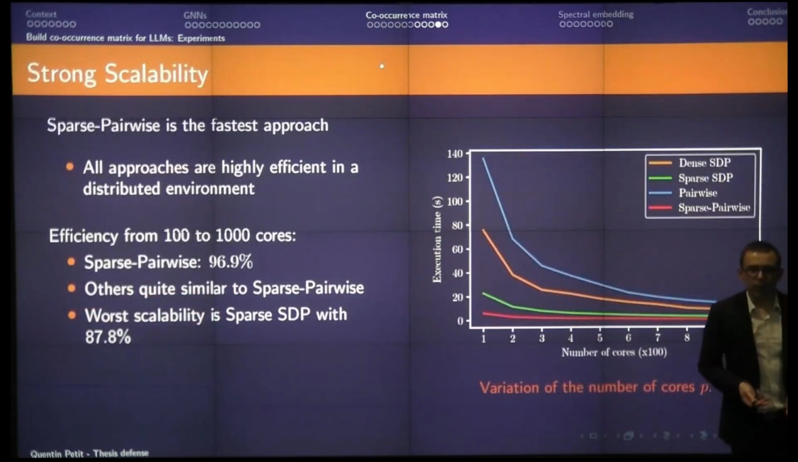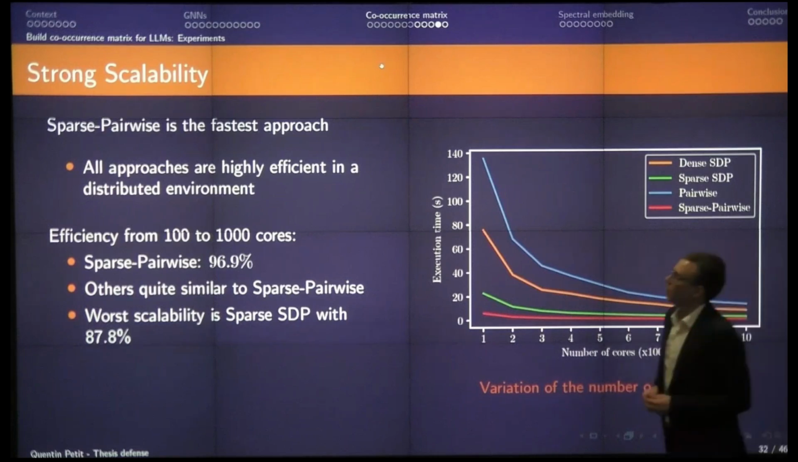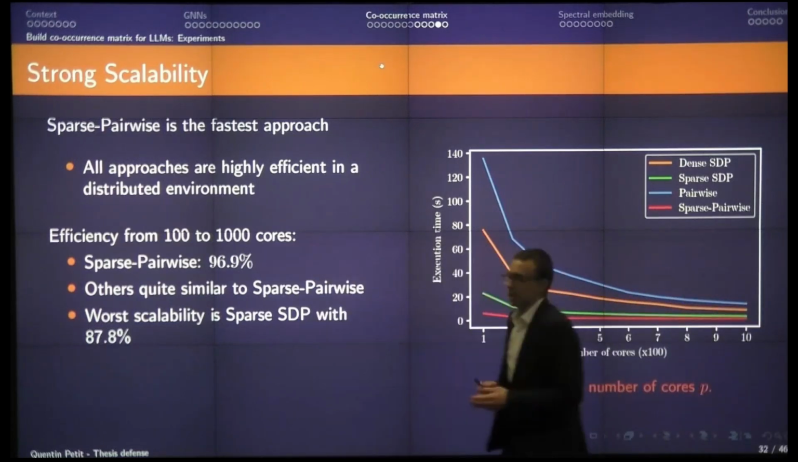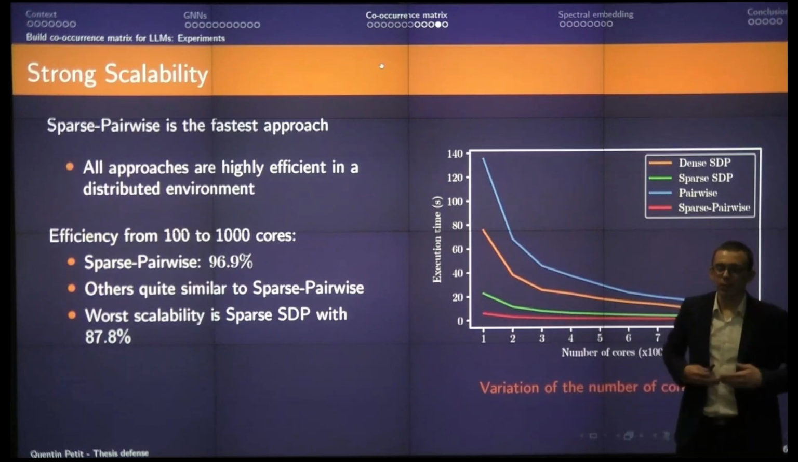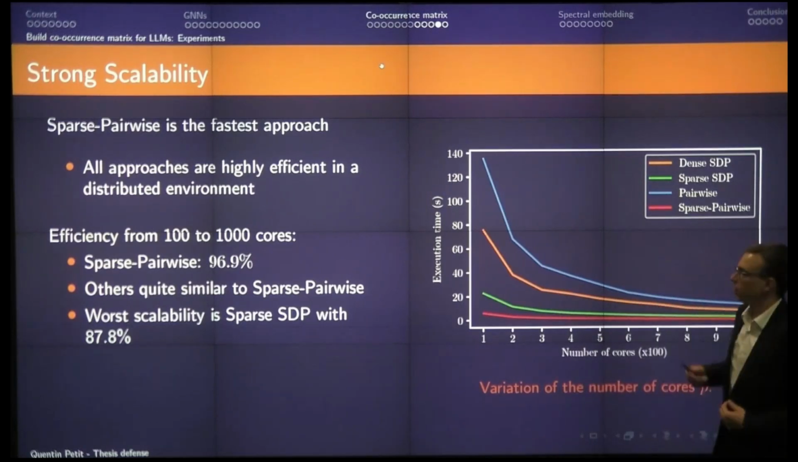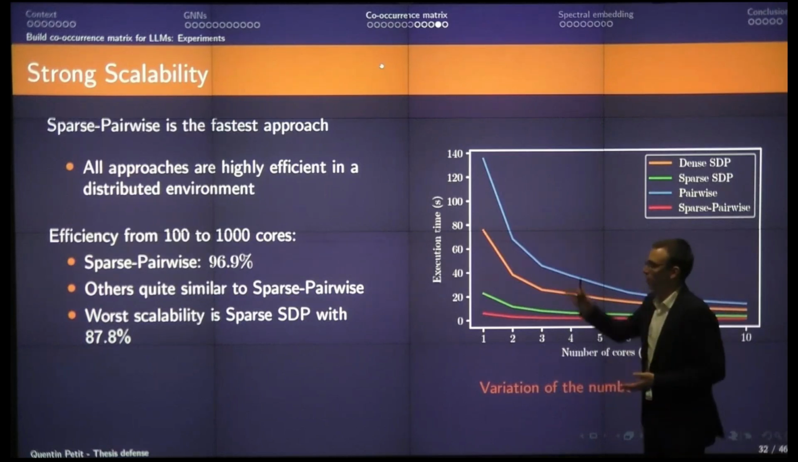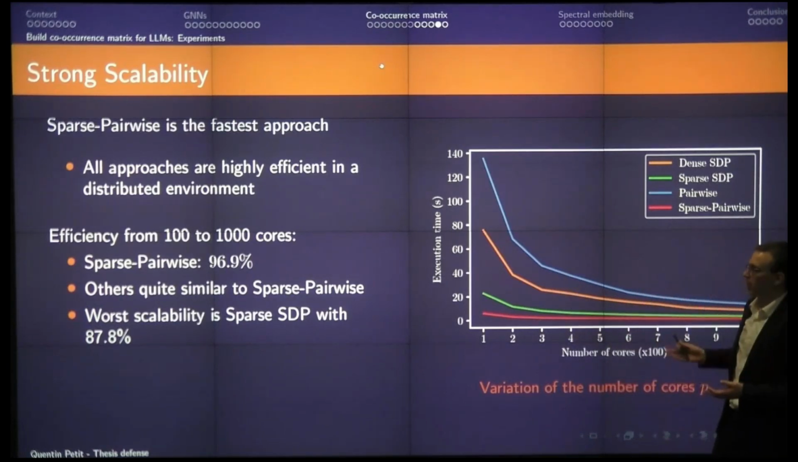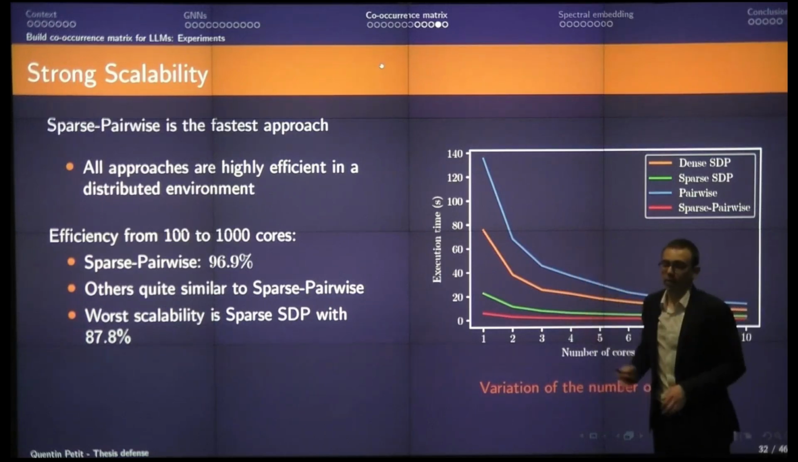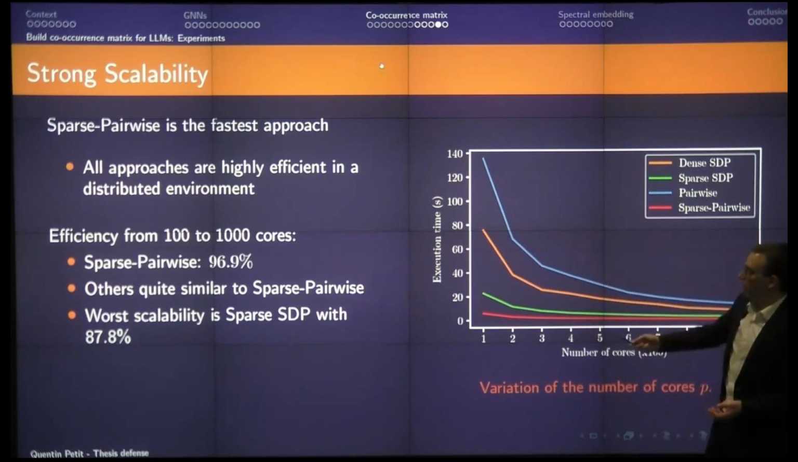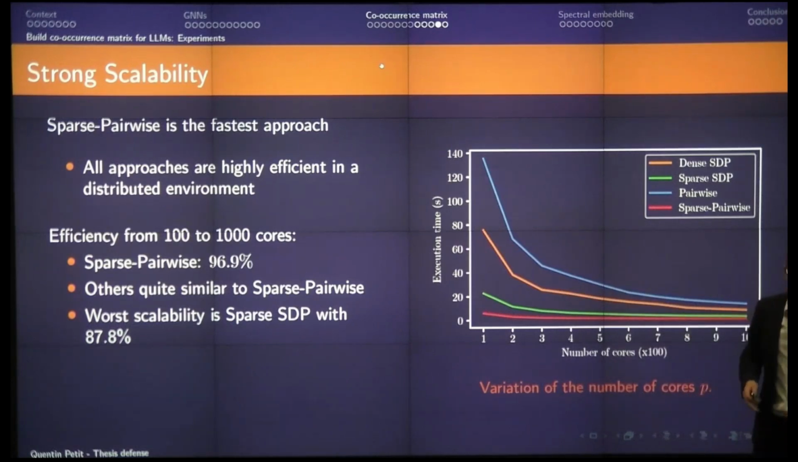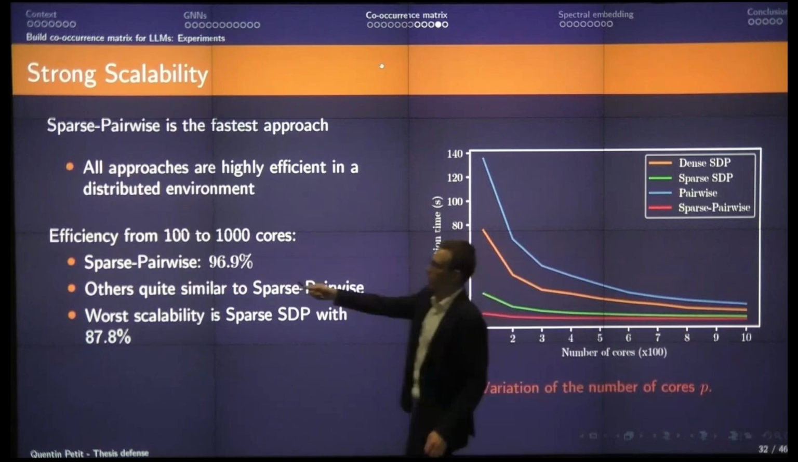We also try to compare the strong scalability of the different approaches. And as I said, the communication is only needed for data distribution. We don't have any communication inside the method to build the co-occurrence matrix. So the efficiency is very important for each method. And so adding one new core to parallelize the co-occurrence matrix computation has a significant impact on the execution time to build this matrix. And yes, the efficiency is close to 100%.